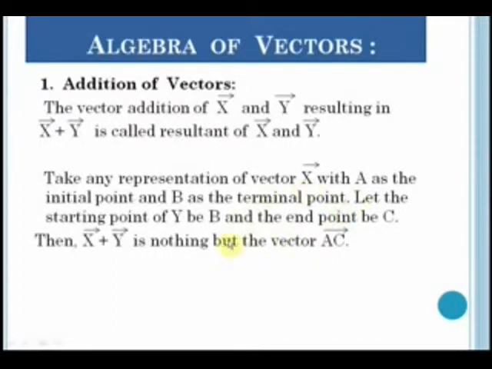So what we do is, we draw vector y such that the starting point of vector y is B and end point is, let us say, C. Then x plus y is nothing but the vector AC, that is, the initial point of vector x joined to the end point of vector y. Let's try to understand it more clearly.